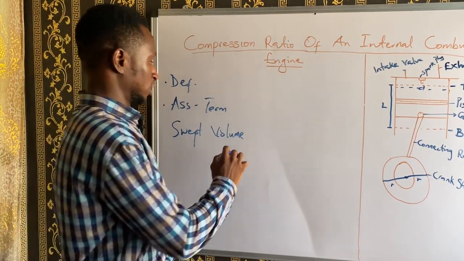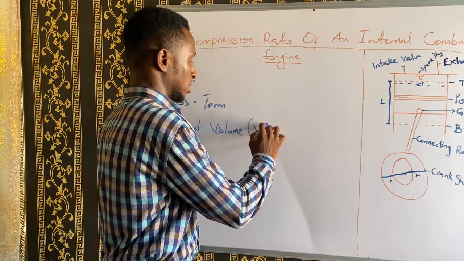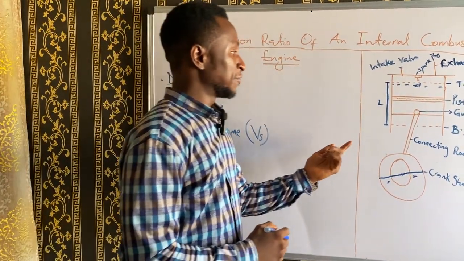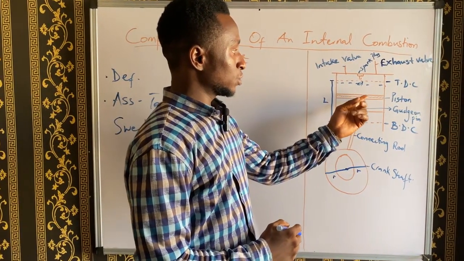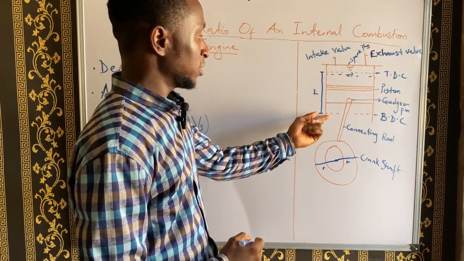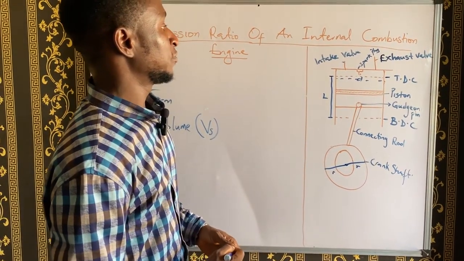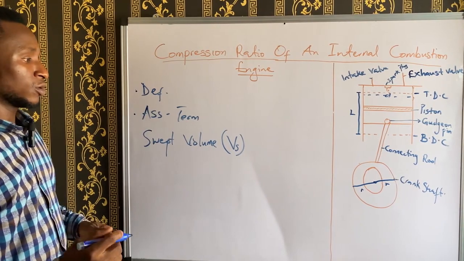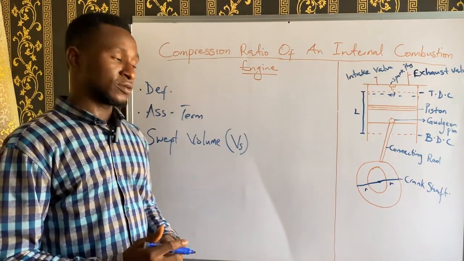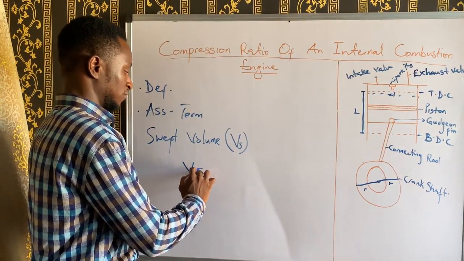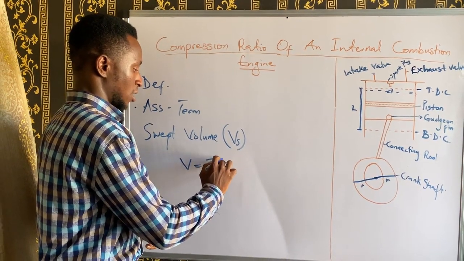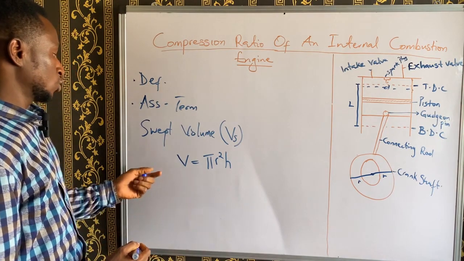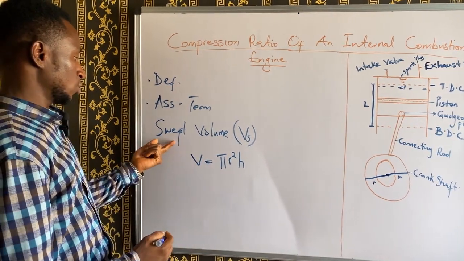Next is swept volume, which is denoted by Vs. The swept volume is the volume swept from BDC to TDC. As the piston moves from BDC towards TDC, the volume of the working fluid is referred to as the swept volume. And coming to general mathematics, volume is given as pi r squared h, where h is the height. So we want to convert this into a swept volume.